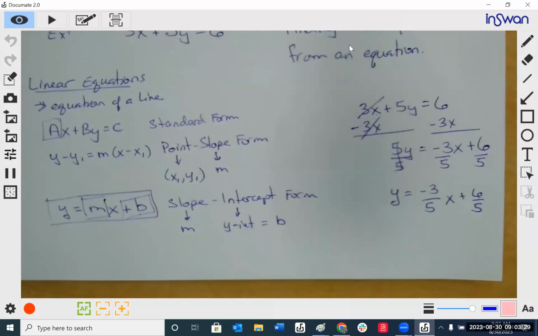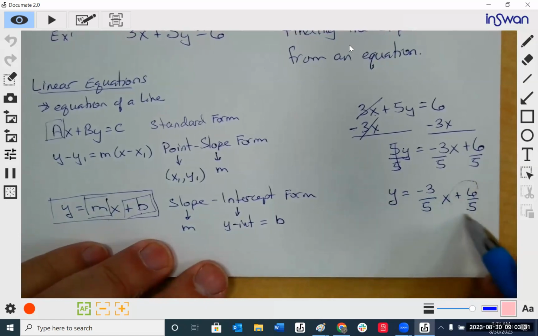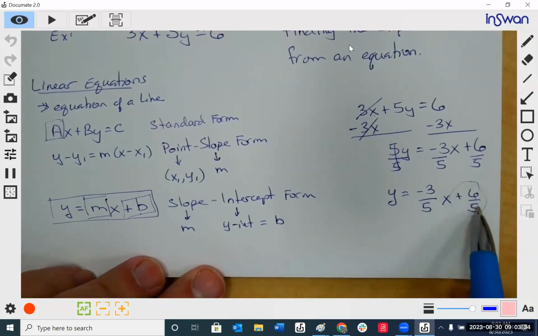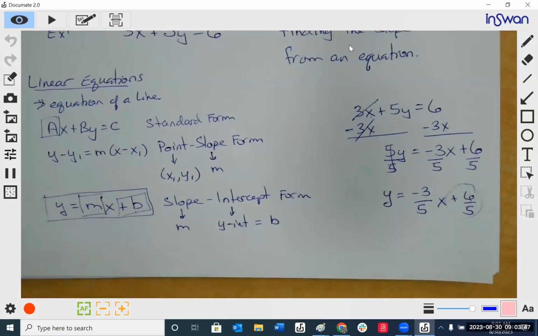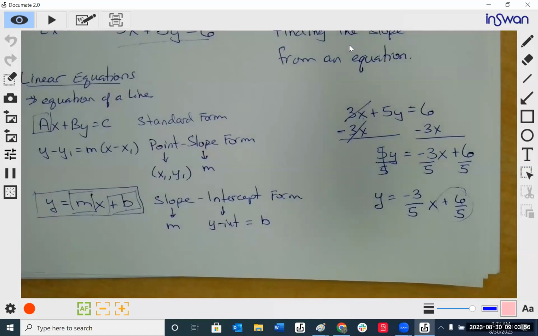Ideally, if this was an integer, we would plot that y-intercept on the y-axis and then follow the slope. From that point, we'd go down 3 over 5. But we can't graph 6 over 5. Do we know any point on that graph so far? Remember this equation? Didn't we solve it for the x-intercept? What's the x-intercept?